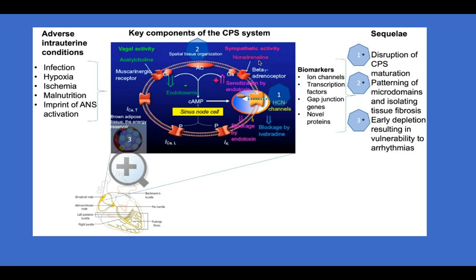So, does it get imprinted at the time of fetal development in a way that can help predict what can happen in the future? There are 12 genes involved in differentiation of the cardiac pacemaker cells in embryonic development that could be studied.